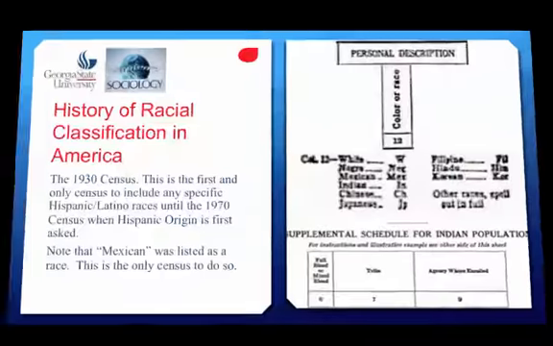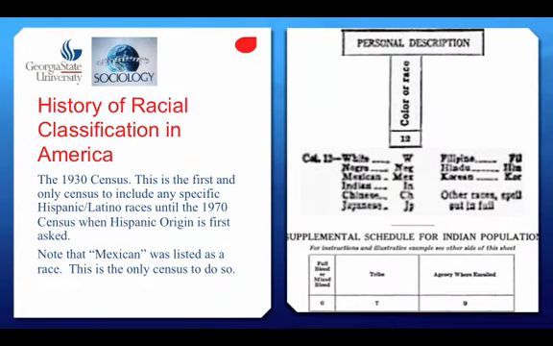Now here's the 1930 census. It's a bit blurry, but you can make it out. Here you have a list of different racial categories. What's interesting about this one is that Mexican is listed as a racial category. This is the only census in which Mexicans were listed as a race.